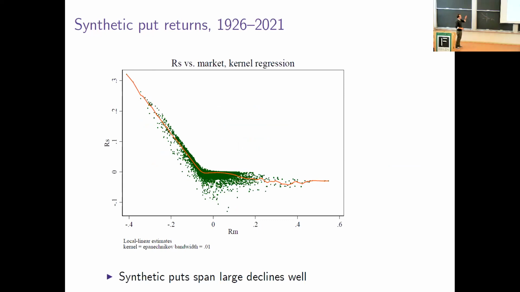So this is a plot of returns on synthetic options against the return on the market. I have the return on the market on the x-axis, the return on the synthetic option on the y-axis. These synthetic option returns are for 21 trading days, and we're doing overlapping windows here. So I actually have 25,000 observations, right? We have one for every single possible day that you could have started. So there's a lot of green dots.